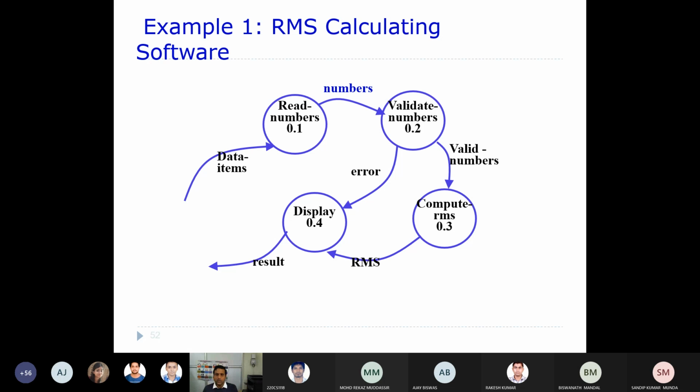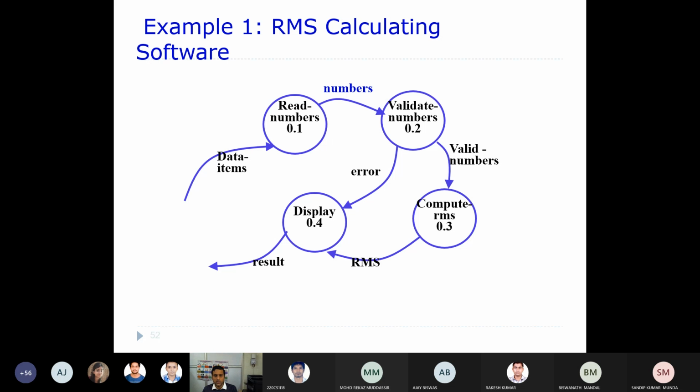Okay. Now validate number, what does it check? It checks whether the number is valid or not. Valid means the number should be between -1000 and +1000. If it is a valid number, it is going to give it to the compute RMS function. Then the RMS function will compute it and give it to the display function, and the display function gives the result. If the number is not a valid number, in that case also it is going to display. What does it display? It will display that there is an error: the input value that you entered is an error value. This way it goes to the display function.